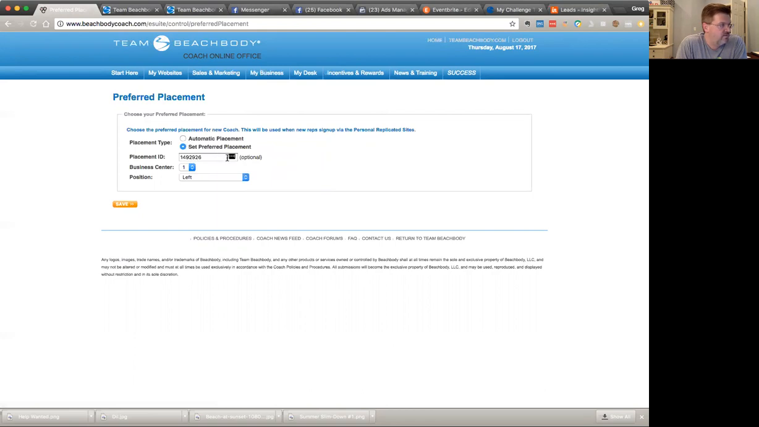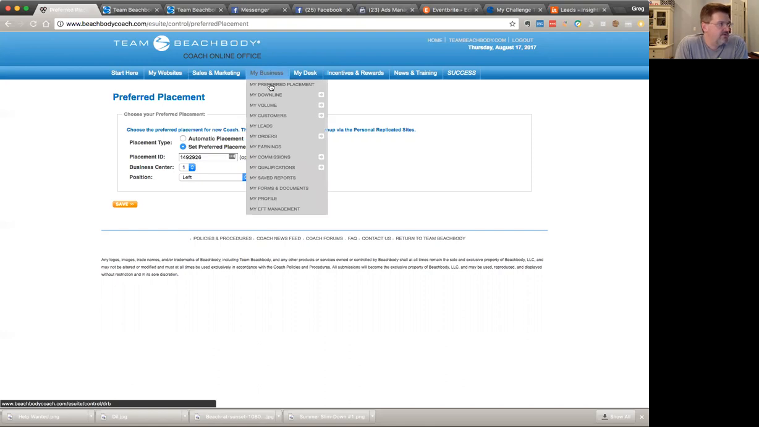Okay. Now the placement ID, if it's populated, don't worry about that. Just leave that as whatever it is by default. All you want to do is have this radio button checked that says set preferred placement, and then click save. Okay. So now you're in control. The next step is to go to My Business, My Downline, Graphical Genealogy.